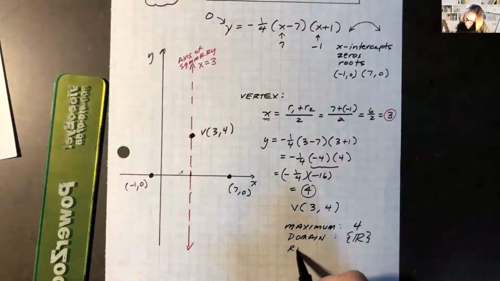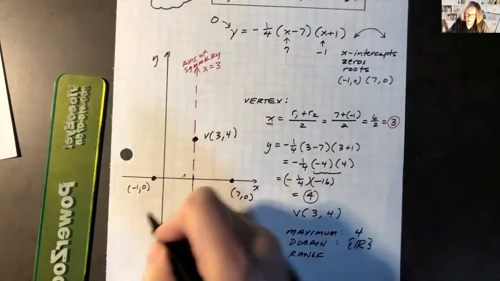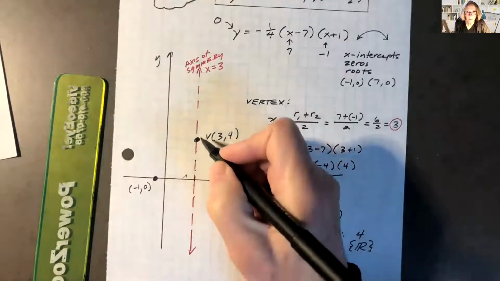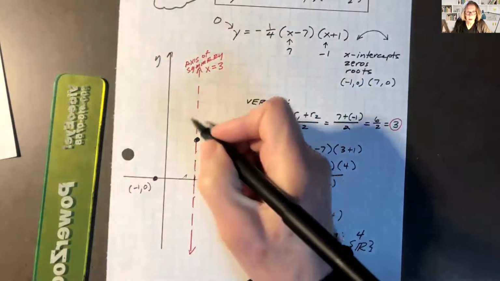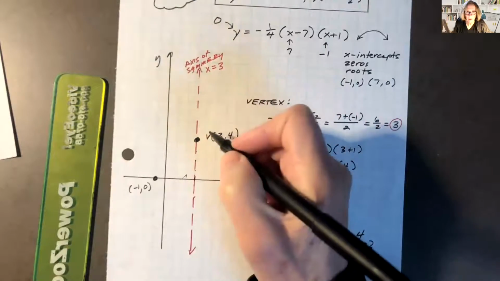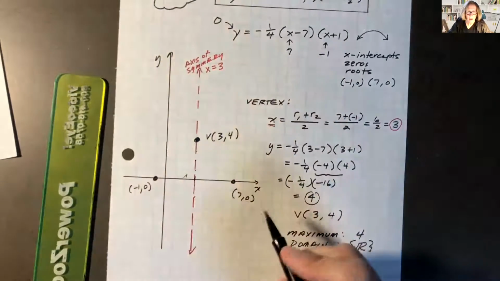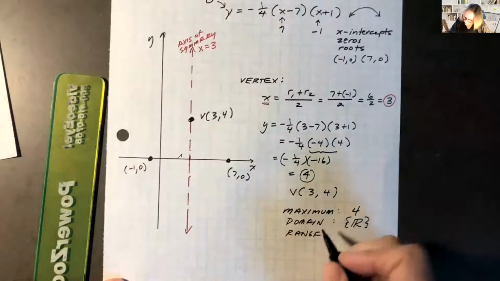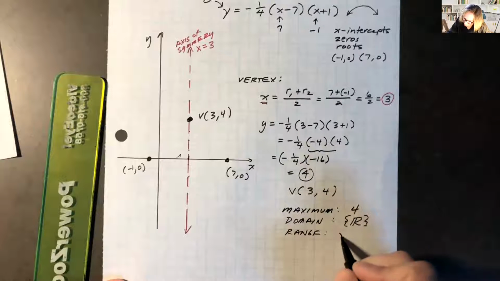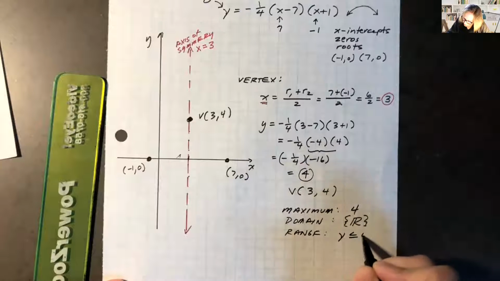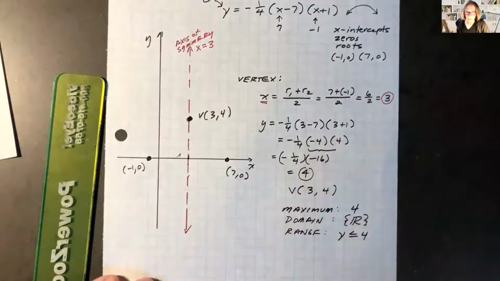And the range, where y can go, I know that this is going to open down. It's never going to go above y is 4. There's never going to be a y value, no point up here. It's never going to turn around. If this is a maximum, then y can be any value less than or equal to 4.